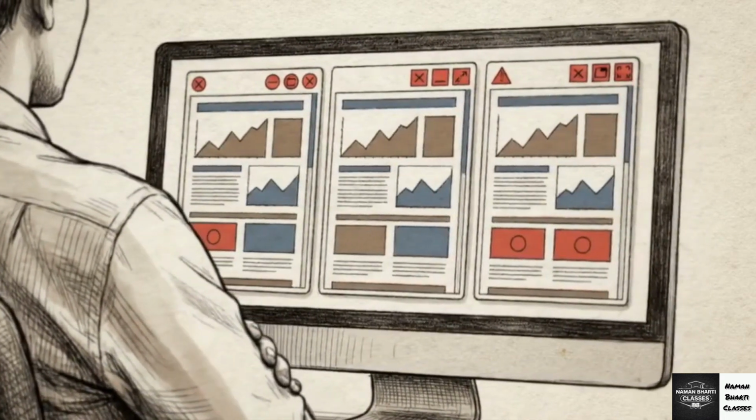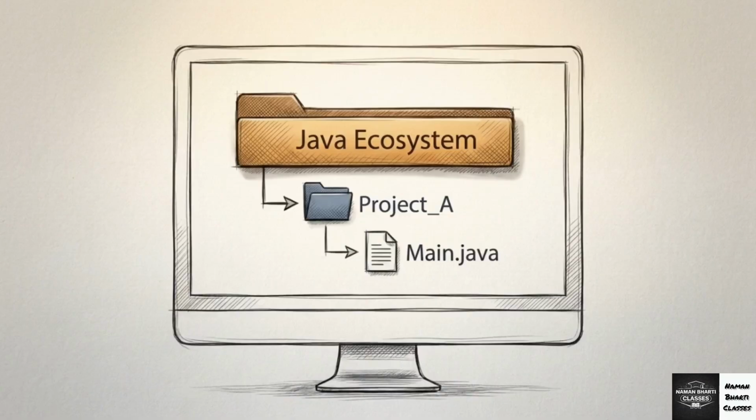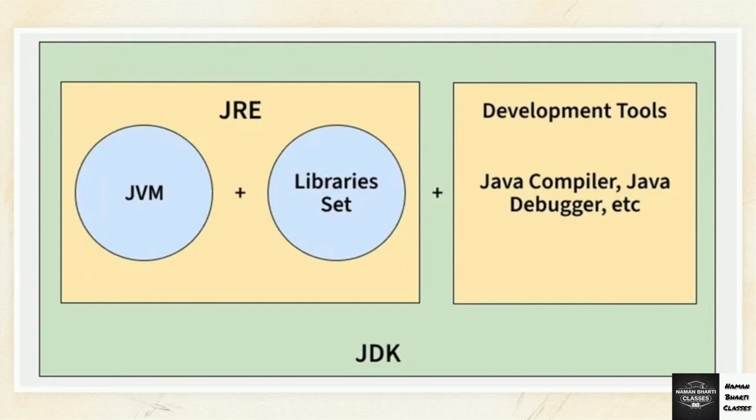To actually write and run Java software, you have to navigate a strictly nested ecosystem of packages. As we can see in this diagram, it starts at the top level with the Java Development Kit, or JDK. It is the master container that holds every tool and library required to interact with the Java ecosystem.